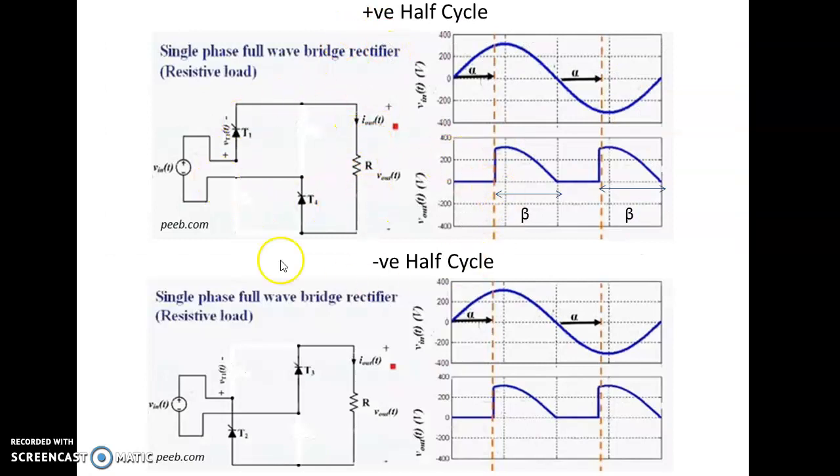For simplicity, I have shown here that in the positive half cycle SCR T1 and T4 are conducting and current follows this path, and in the negative half cycle SCR T3 and T2 conduct and current starts from here and follows this path. This is the working of our single phase full wave controlled converter.